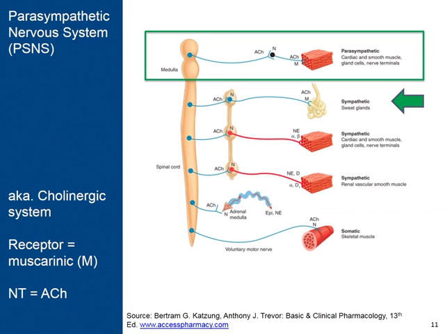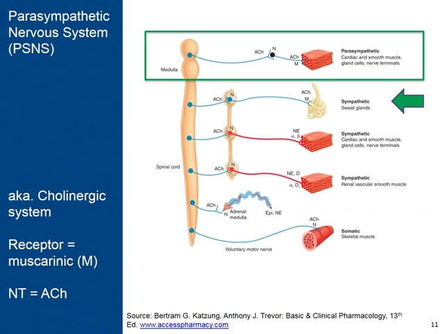So let's start off by reviewing the parasympathetic nervous system, abbreviated PSNS. So I already kind of walked through this one as my first example, but importantly, the parasympathetic nervous system is also known as the cholinergic system. And that's because the neurotransmitter released by this system is acetylcholine. So cholinergic comes from acetylcholine. Receptors at the target tissues are muscarinic receptors. So when we look at the parasympathetic nervous system, we're looking at the cardiac and smooth muscle, gland cells, nerve terminals. So the parasympathetic system, we're going to know that our receptors are muscarinic and acetylcholine is the neurotransmitter.